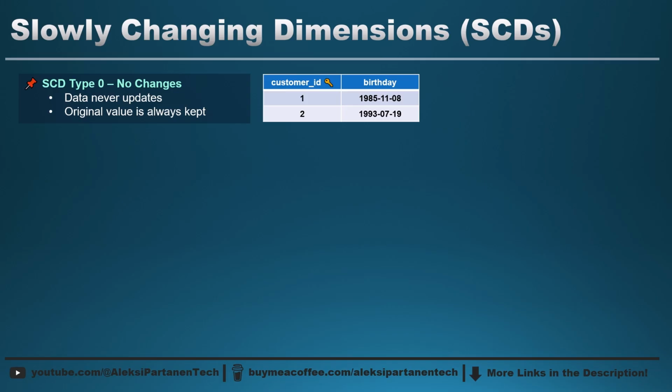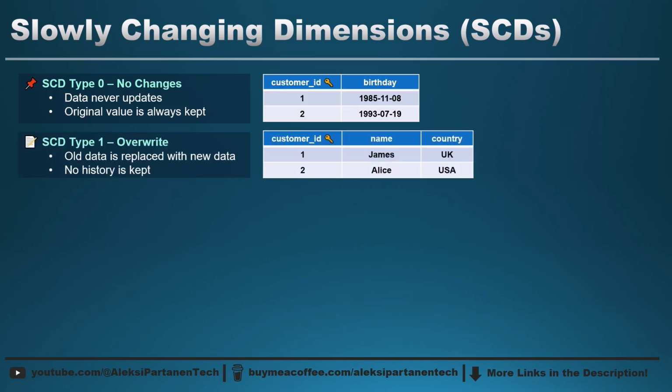Then, in type 1, we simply overwrite the old data with the new data. No history is kept. For example, if James decides that he doesn't want to live in the UK anymore and decides to move to Thailand to enjoy better weather, then in SCD type 1 we would just update the row to show that James is now living in Thailand. Of course, since we don't keep any history, we lose the information that James was previously living in the UK. And this information could be important when we look at past orders or transactions that James has made since he used to be a UK customer.